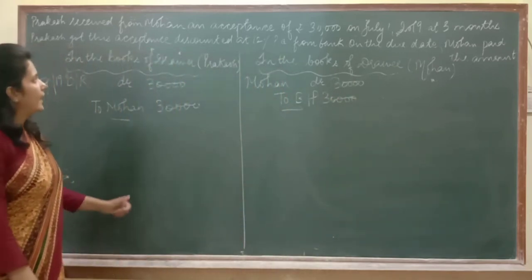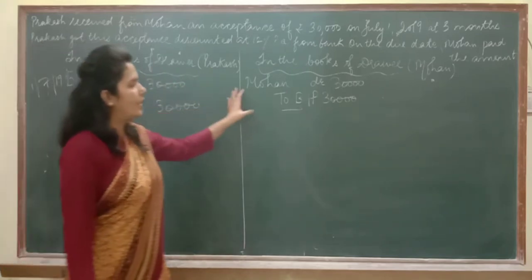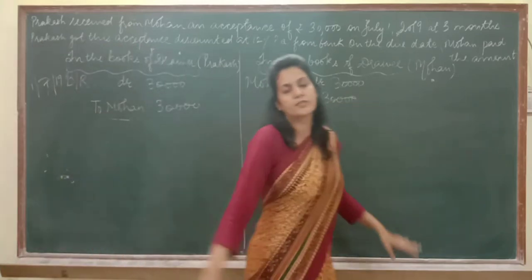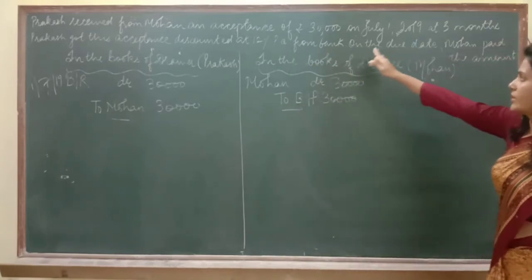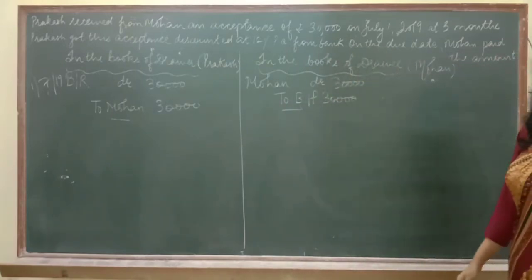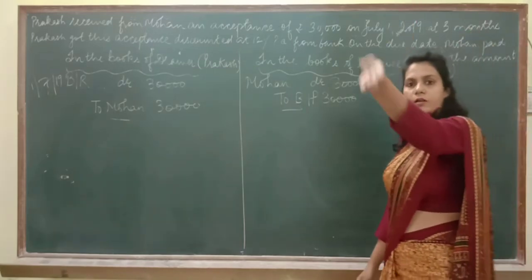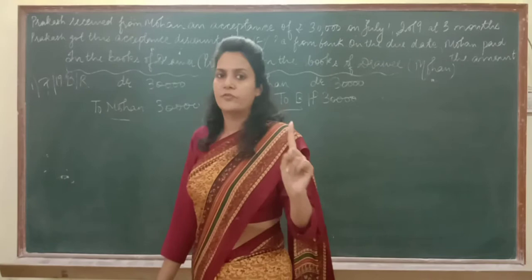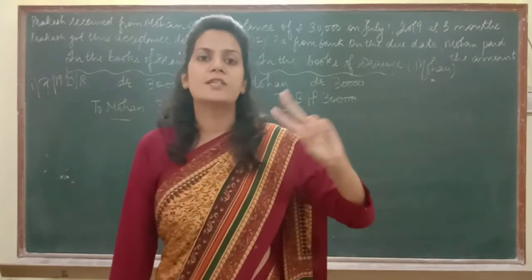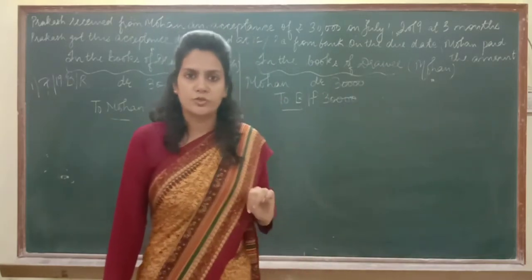Fine. So now what happened? Now as Mohan has signed the bill, Mohan has given the bill to Prakash. Now Mohan has to make payment after 3 months, as mentioned. So what would be the due date? 1st July to 1st August, August to September, September to October. It means 1st October, and 3 days of grace have to be added. Leaving 1st, leaving 2nd, leaving 3rd, 4th of October should be the due date.